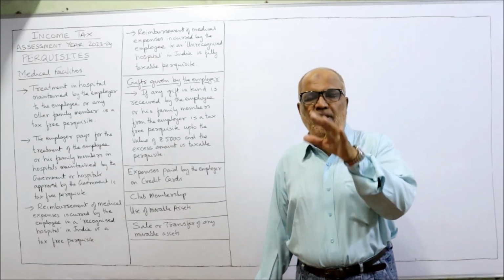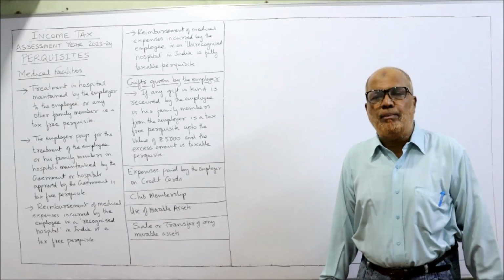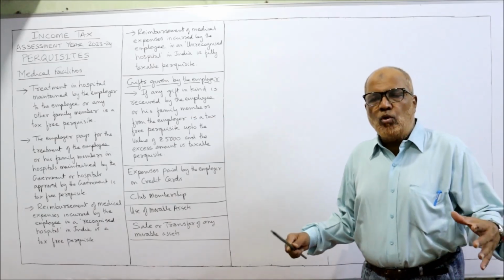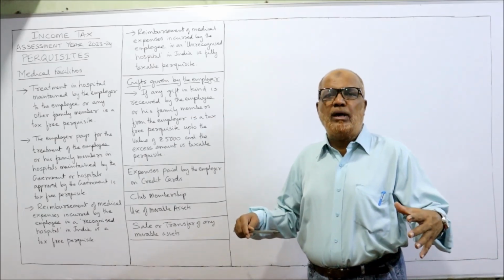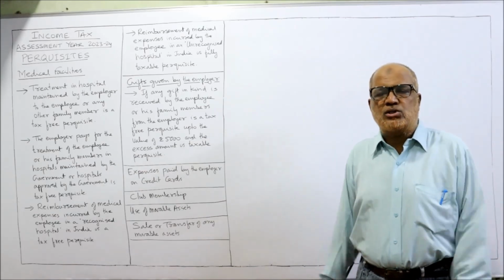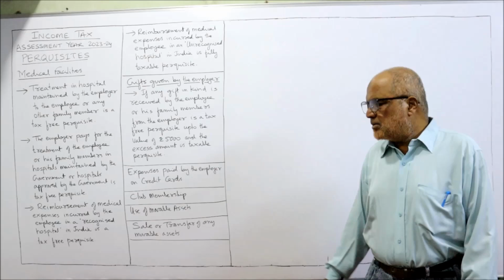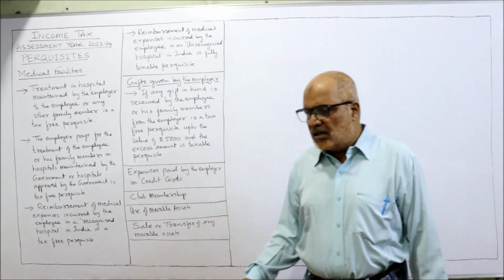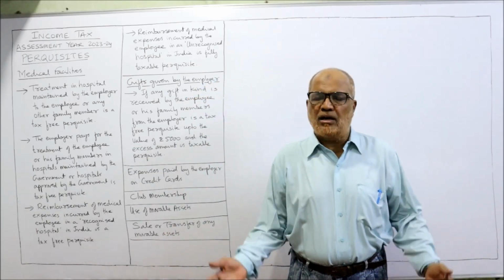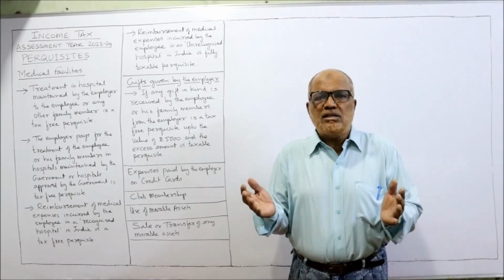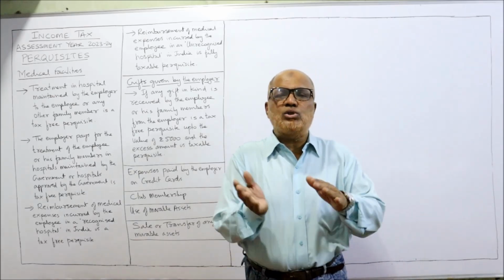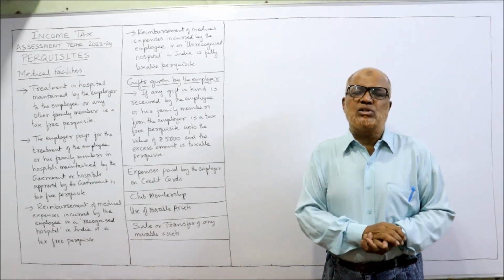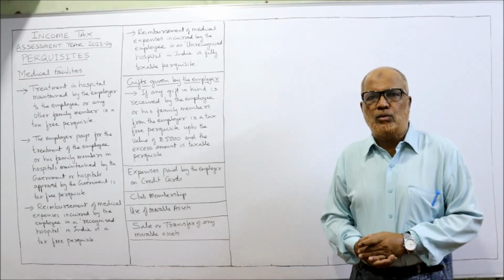Similarly, club membership fee. The employee has become a member of a club, but the membership fee is paid by the employer. Similarly, use of movable assets. Some movable assets belong to the employer, but they are used by the employee free of cost. Then it's taxable. Similarly, sale or transfer of any movable assets, like machinery, furniture, etc. These are movable assets, but they are transferred or sold by the employer to the employee. If there is any benefit on that transfer, again it is a taxable perquisite.